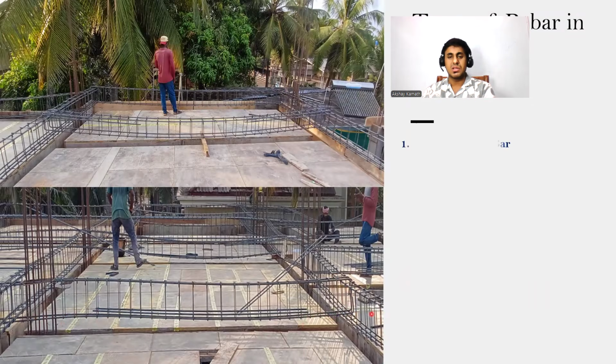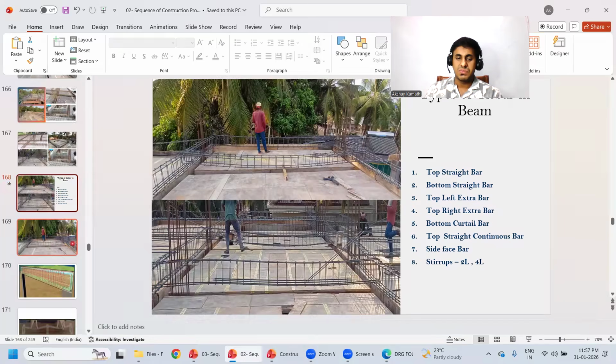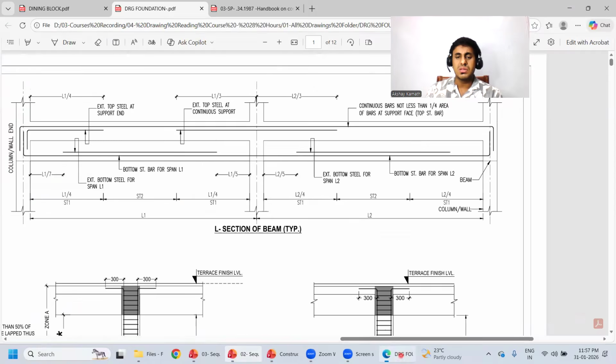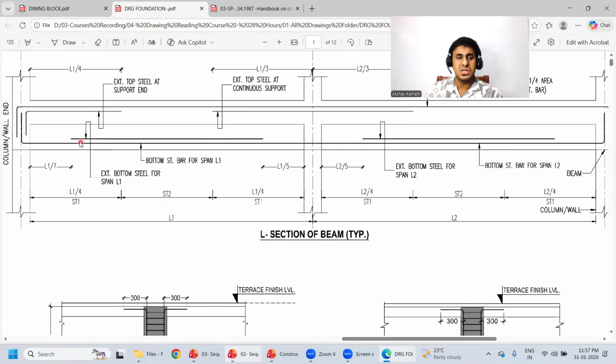Whatever is there in the drawing, we do the execution of all these things on the construction side, right? You're getting my point? So this is about all these things. You can see here, he has shown one bar, and it's written bottom straight bar of span, and this is extra bottom steel for span, or you can call it a curtail bar. Getting my point? That's it.